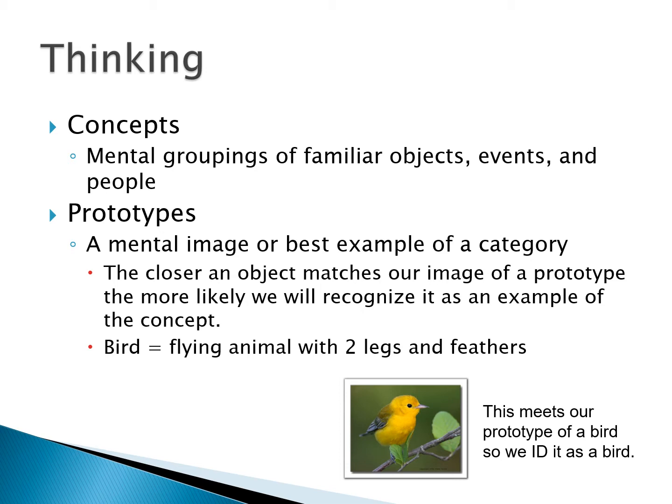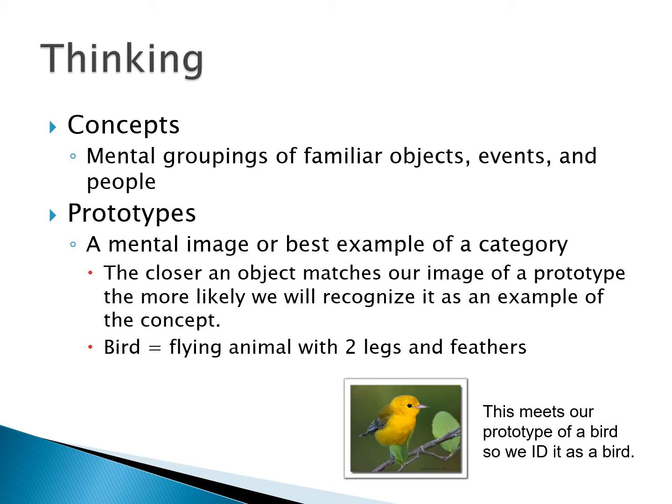Prototypes. So when we're talking about psychology, because remember, if you just look up these definitions, like on Google, always put psychology after the word so you get the psychological definition. So prototypes are a mental image or best example of a category. The closer an object matches our image of a prototype, the more likely we will recognize it as an example of the concept. So an example of this would be a bird, right?